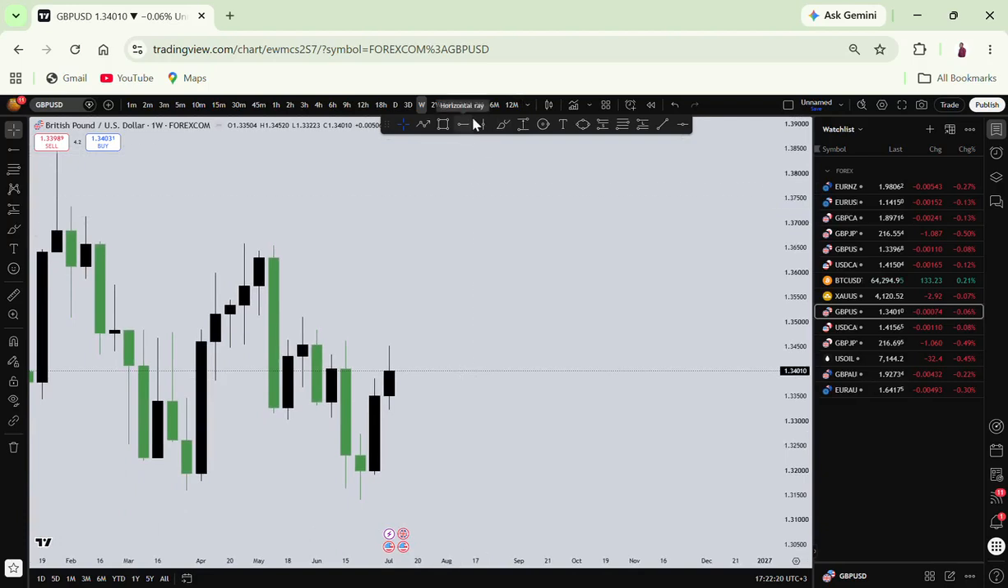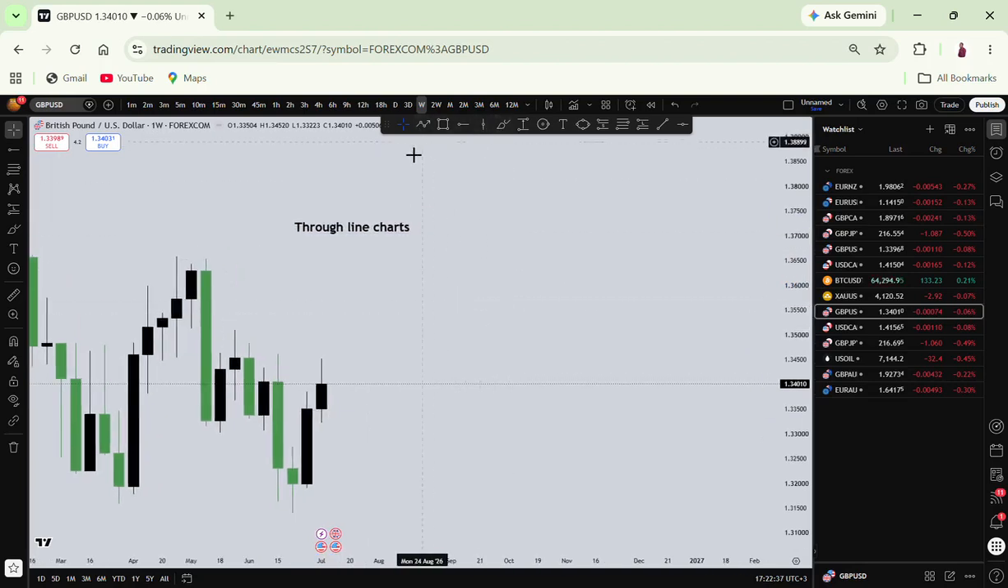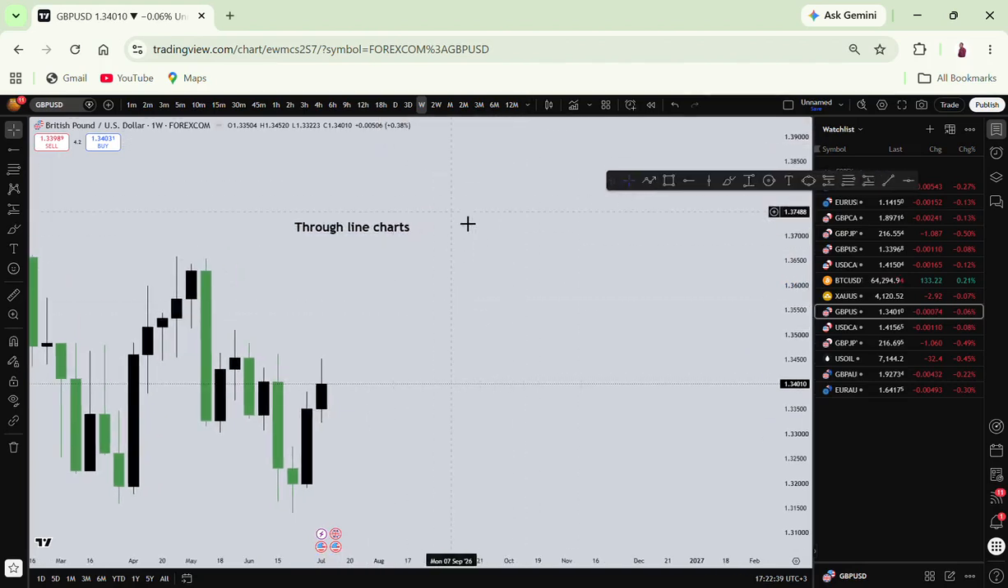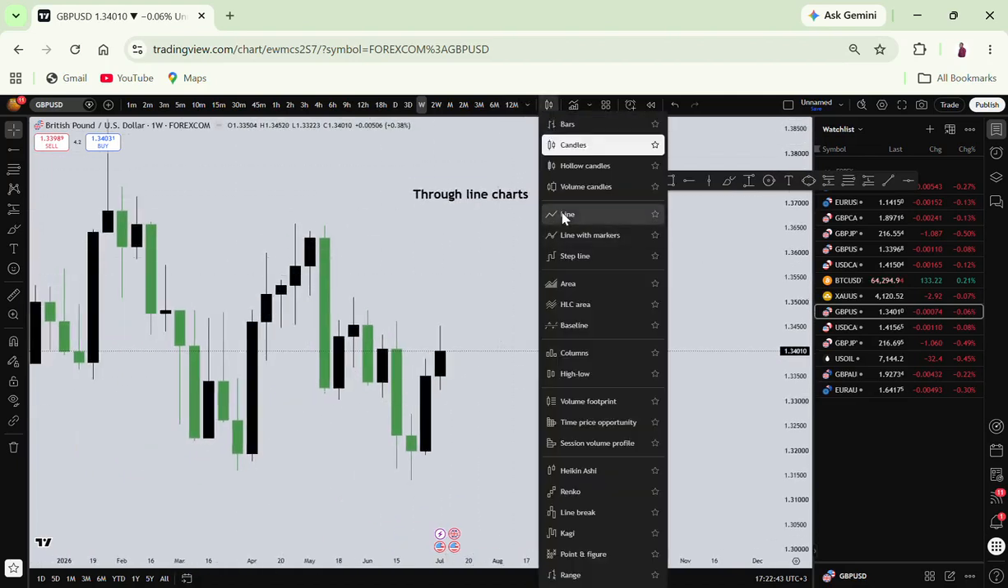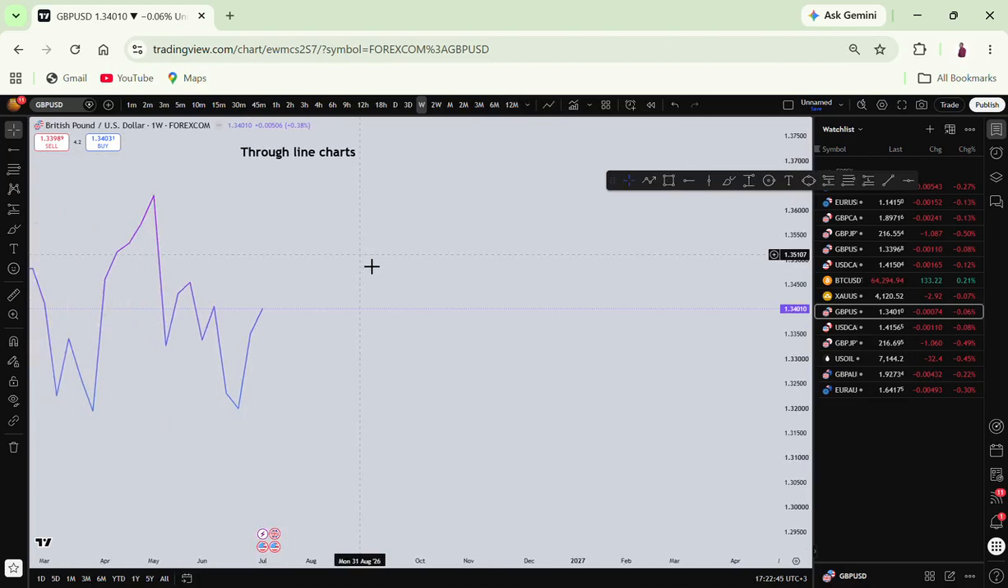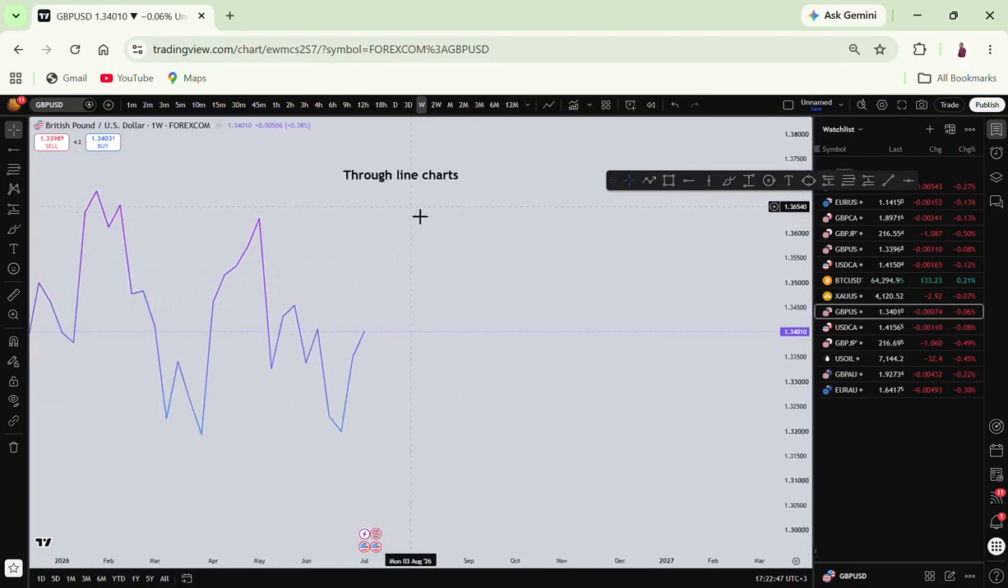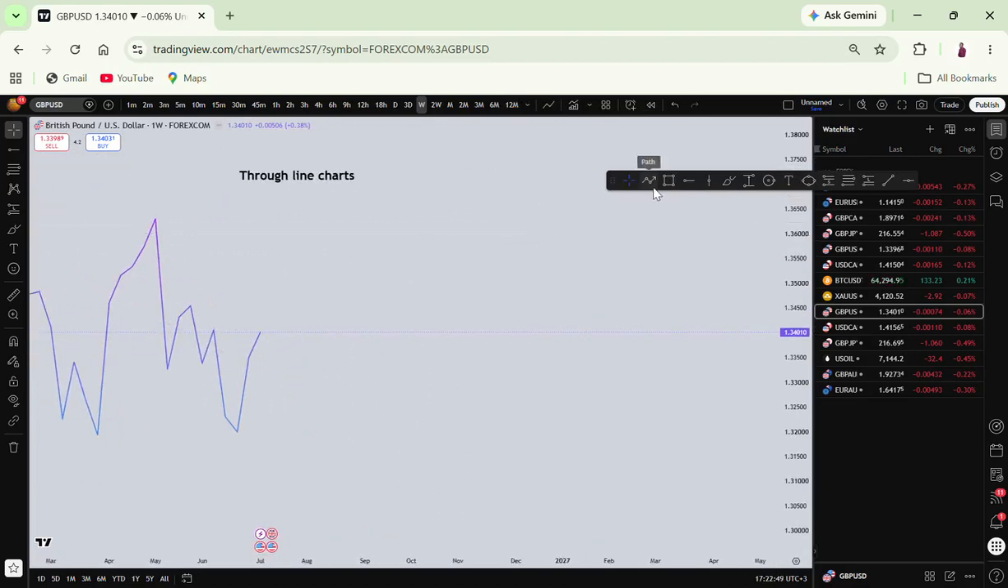The best way you can identify support and resistance levels, number one, is through line charts. Line charts. What do I mean by line charts? If you convert this chart into a line chart like this, all right, this is how we are going to identify good support and resistance levels.